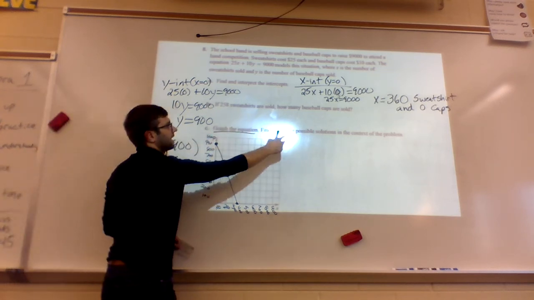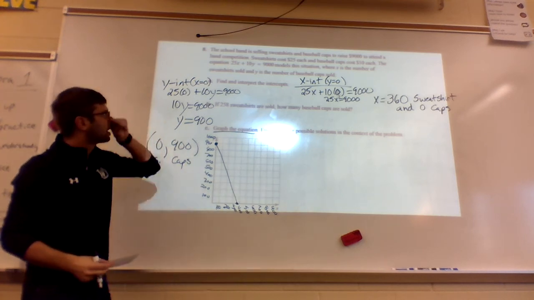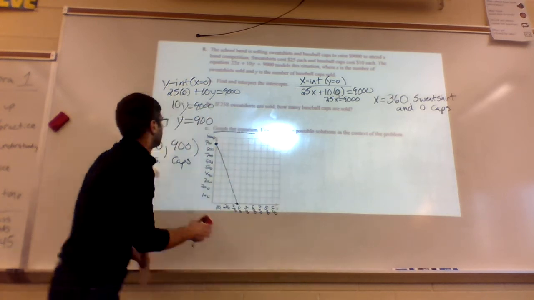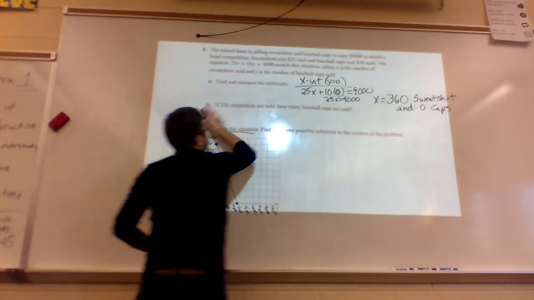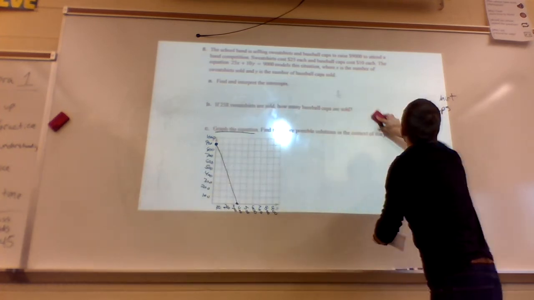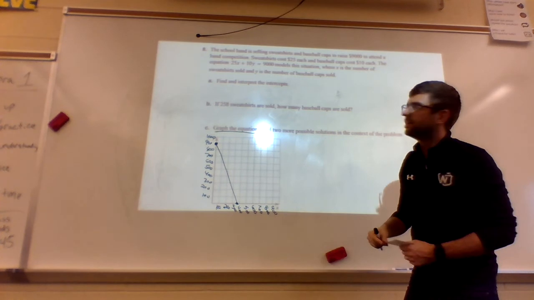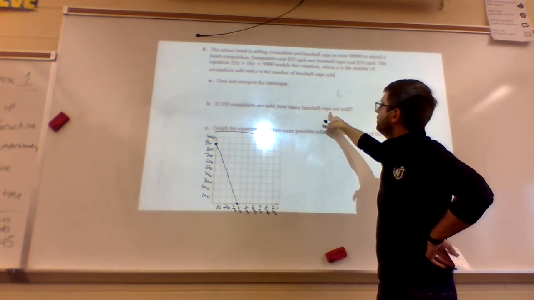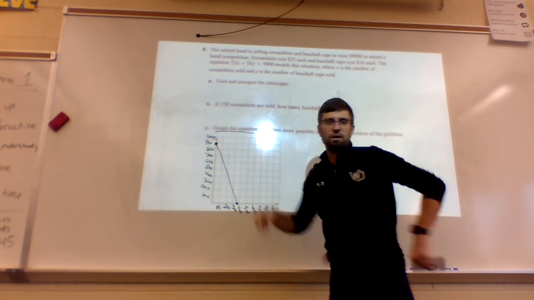All right, so that's the first part of part C. We'll come back and talk about the second part in just a second, because part B and the second part are very closely related. In part B now, it asks us to figure out some specific values. It says, figure out how many baseball caps need to be sold if 258 sweatshirts are sold.